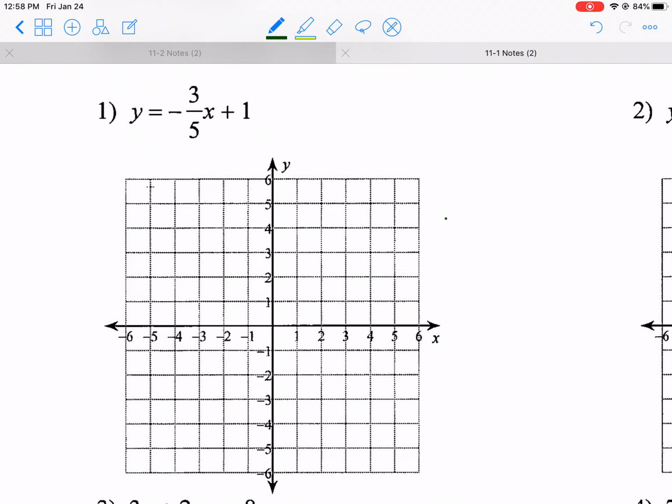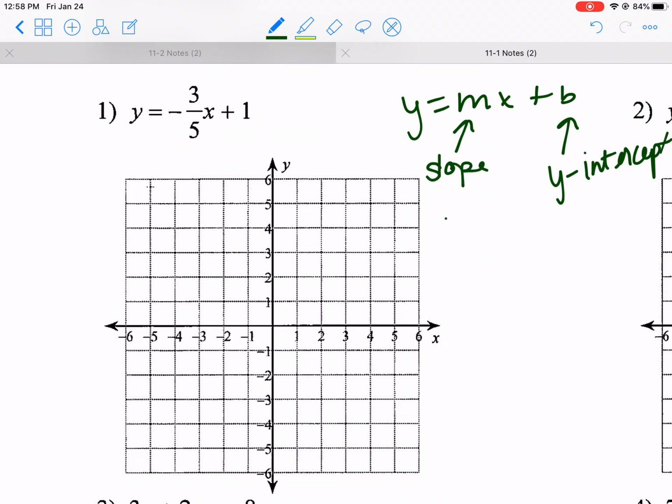This equation is written in slope-intercept form, where the constant that doesn't have a variable with it is your y-intercept, and the m, the coefficient of the variable x, is your slope. Graphing a line in slope-intercept form is quite easy. The y-intercept in this case is 1, so I'm going to identify 1 on the y-axis, the vertical line. And from there, I'm going to rise 3/5, but this is negative.